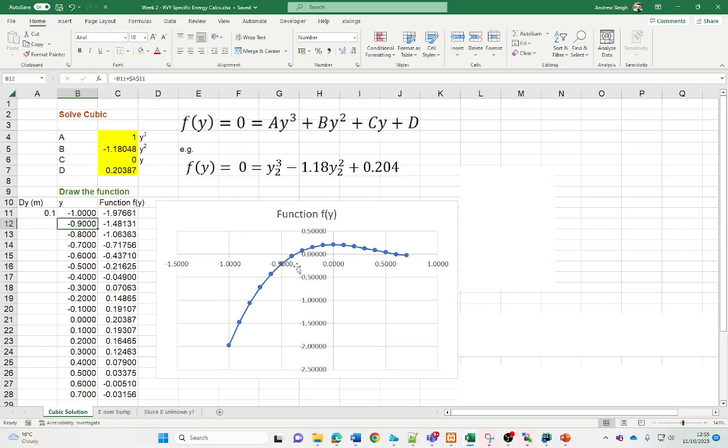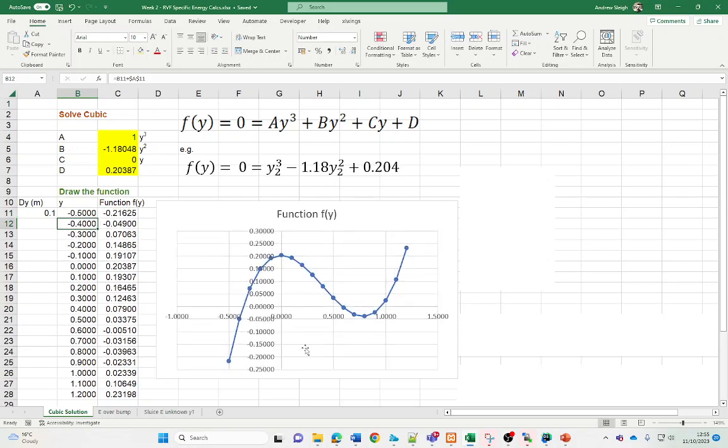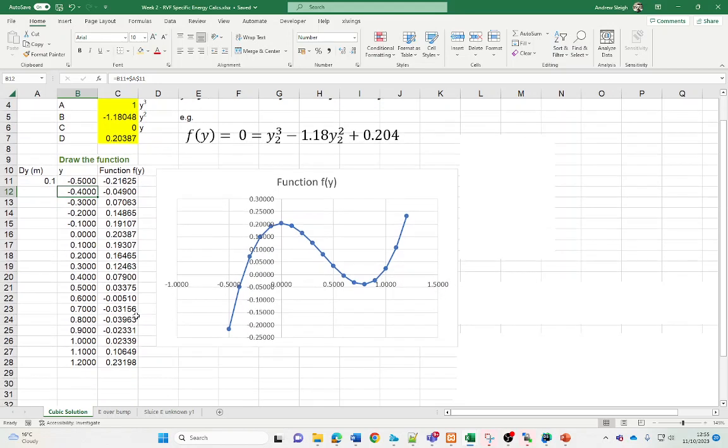We'll see that these are way off, so let's try minus 0.5 in here. Okay, that's a lot better. We see that the line crosses at just above minus 0.5, just after 0.5 and just below 0.1. And we can see this in the table here.